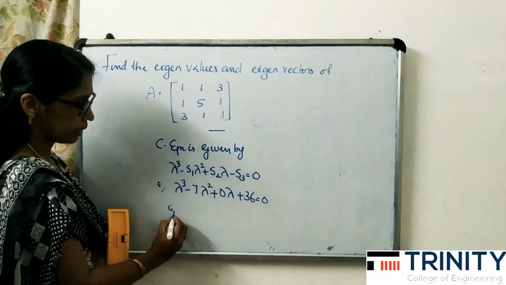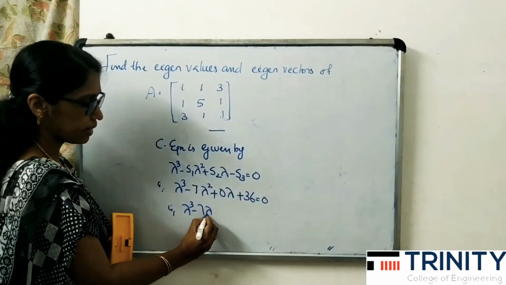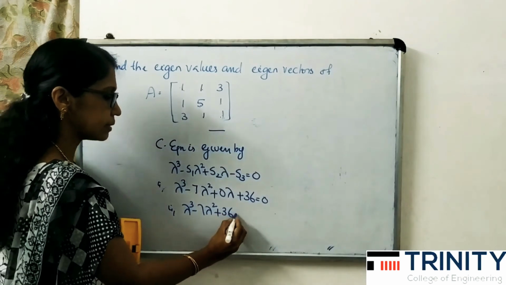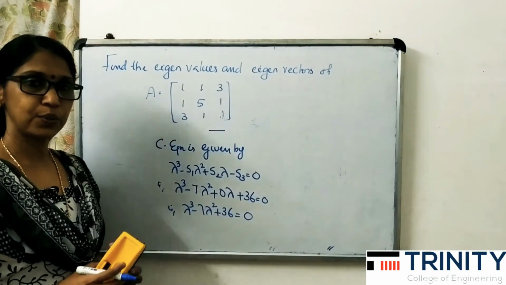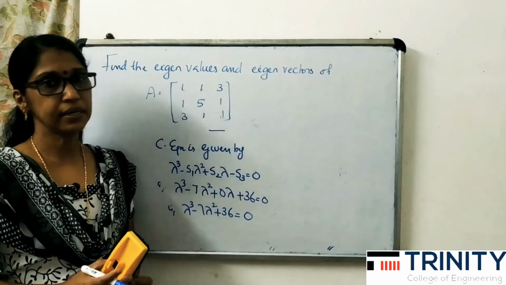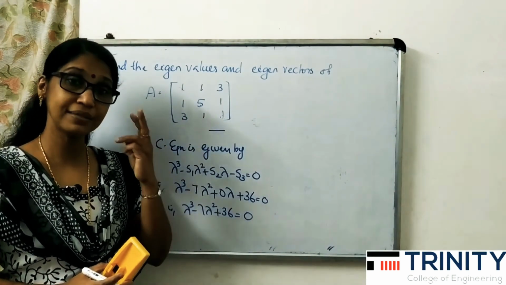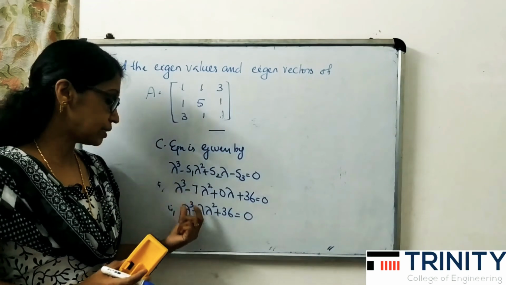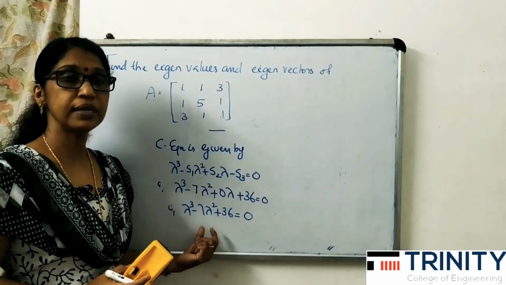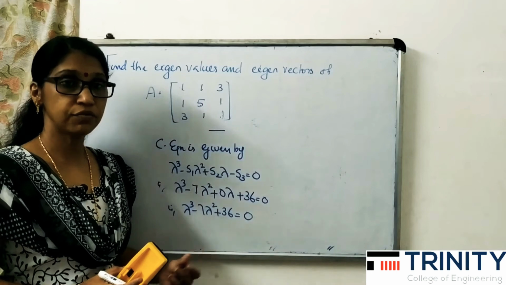So that is lambda cube minus 7 lambda square plus 36 is equal to 0. This is the characteristic equation. From this we have to find out the values of lambda. We will get 3 values for lambda because it is a third degree polynomial. So we get 3 values for lambda.